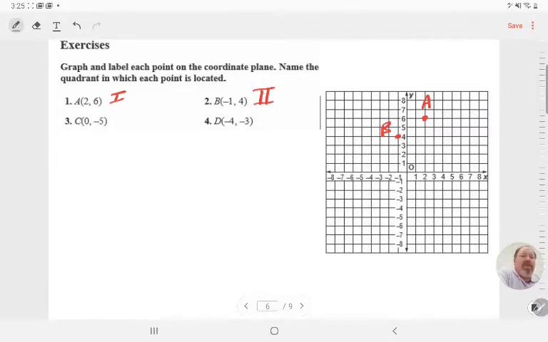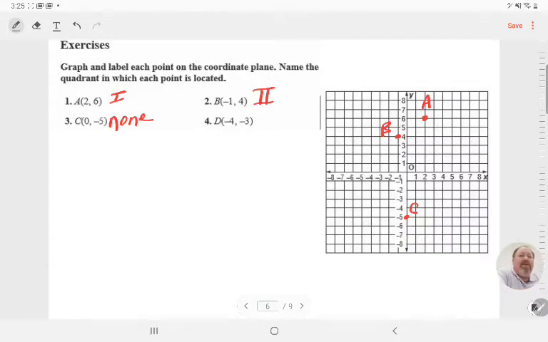Okay? And then C is 0, -5, which would go right here, because we're at 0, and then down to -5. And that would be labeled as C. And that is in no quadrant, so we could just list it as none.